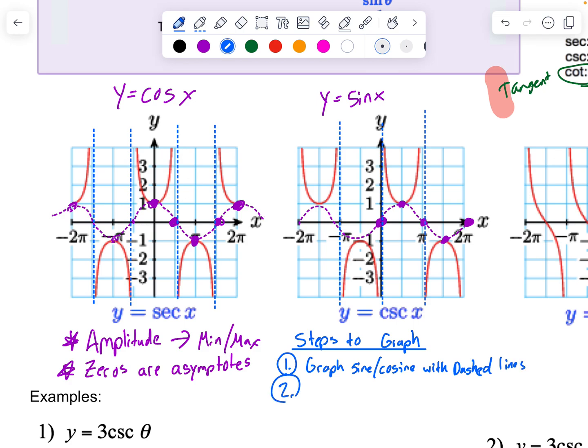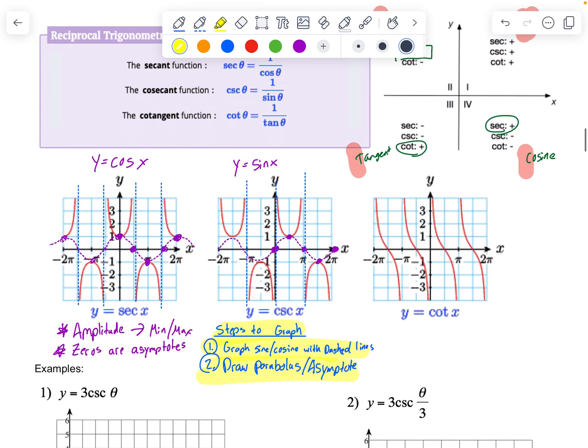Once you do that, then you draw parabolas, right? The U shape is called a parabola. Draw your parabolas and your asymptote. And in the end, that will get you your official secant or cosecant graph, okay? So this here is pretty important, okay? Just kind of simplify the 2 steps. Again, looks complicated, but once you start doing some, you get the hang of it.